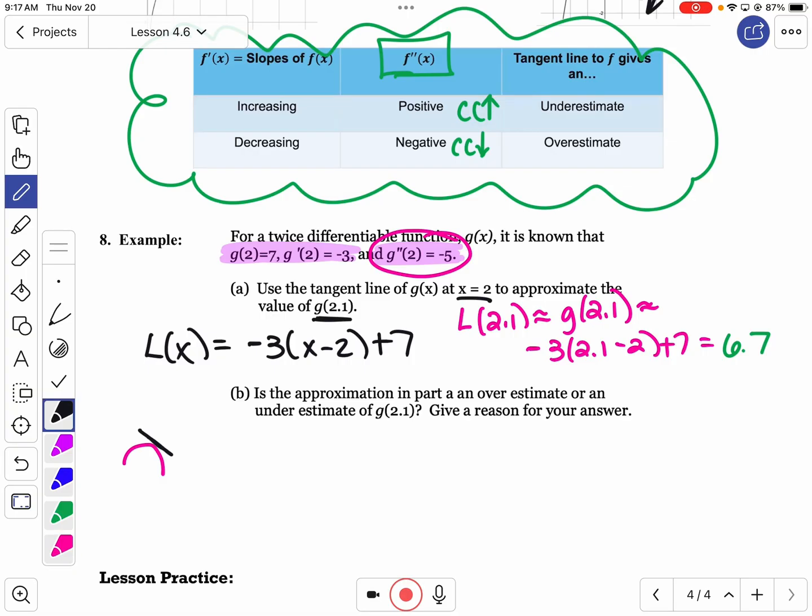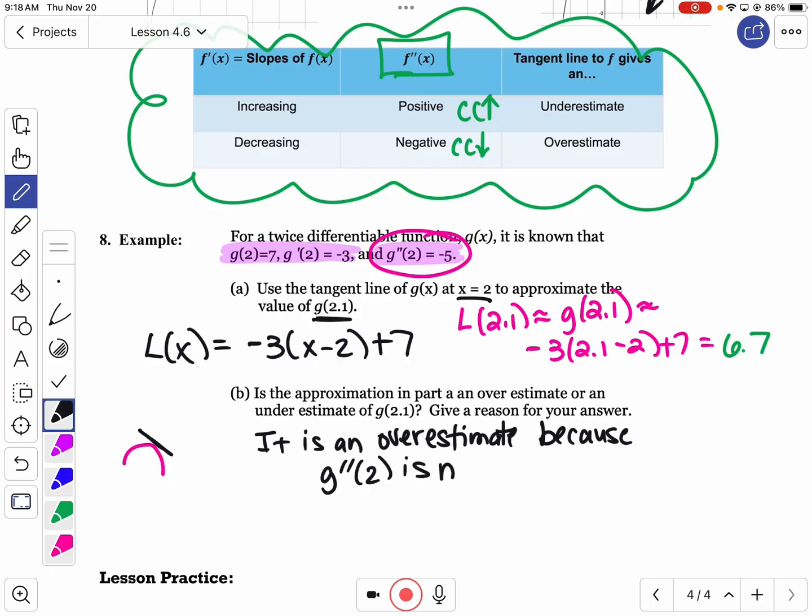So it's what kind of approximation? It's an over. So here's what we have to say. It is an overestimate because... Now, we can't justify using things I was not told. Did this problem say anything about concavity? No. The reason it's an overestimate is because they told me g double prime at 2 is negative.